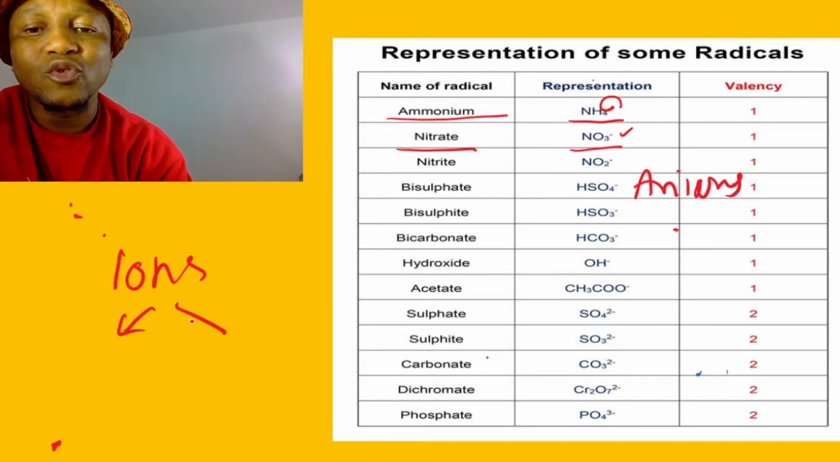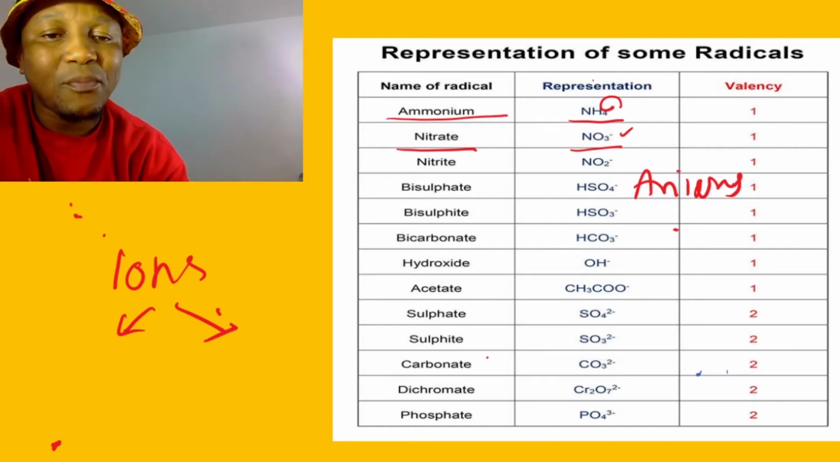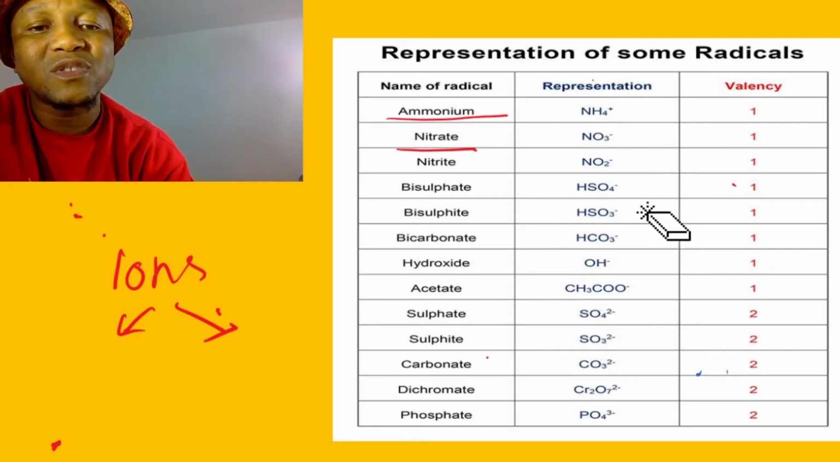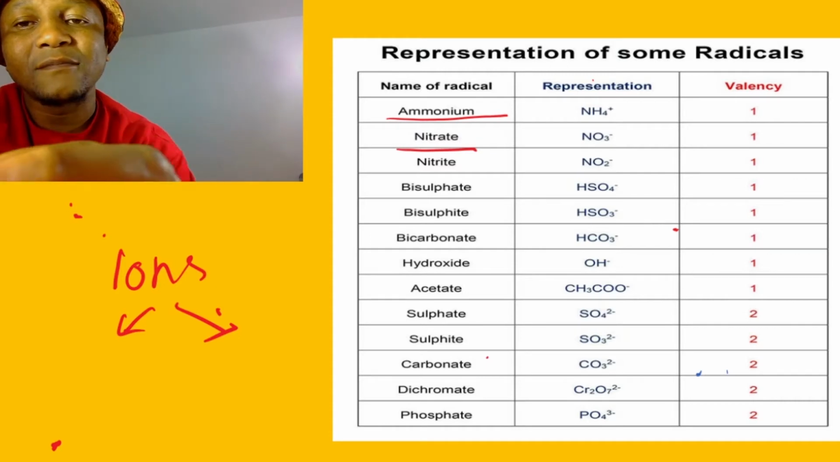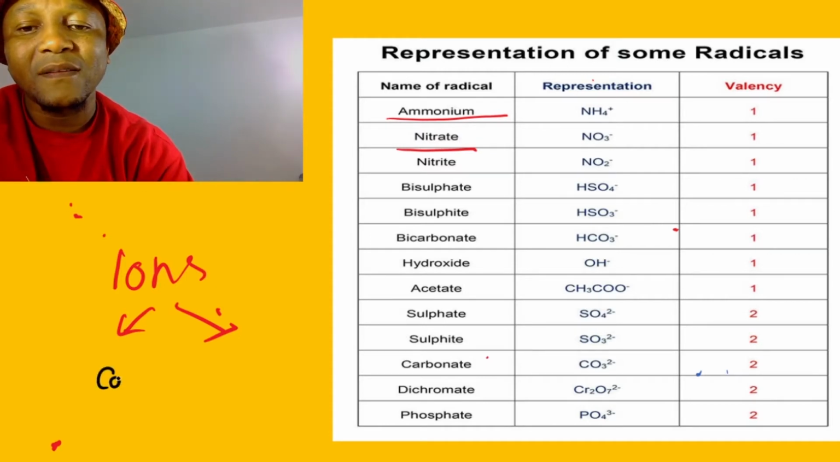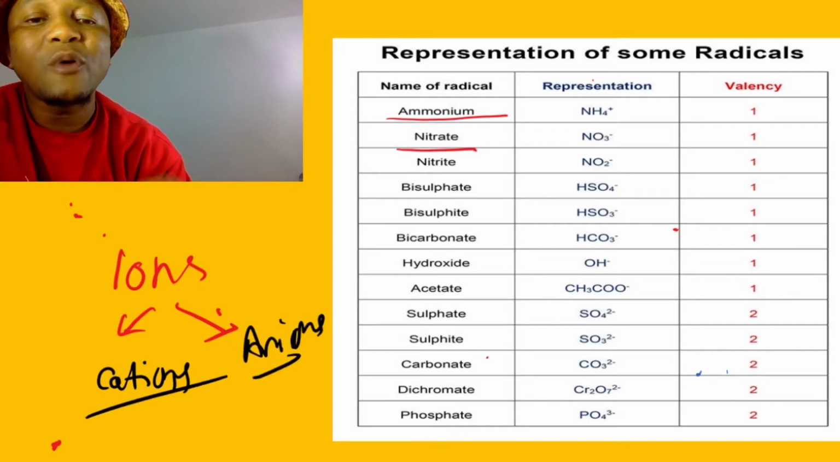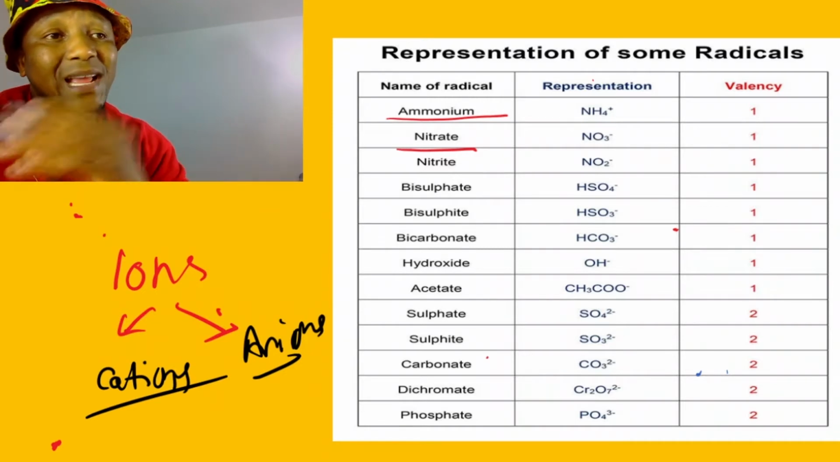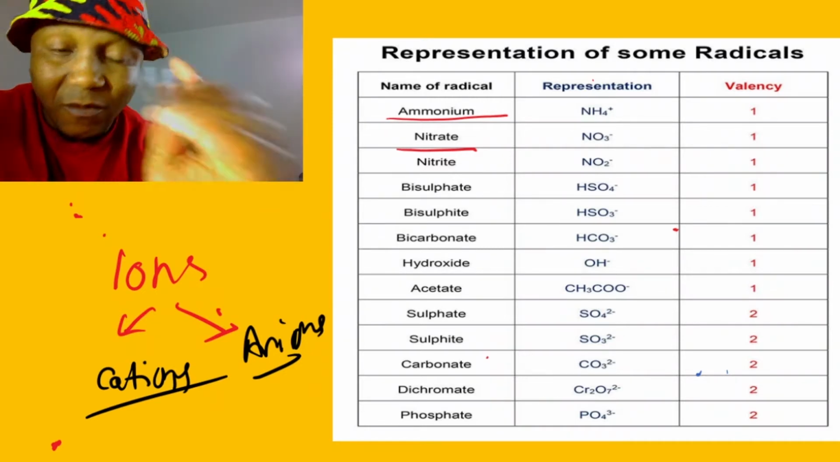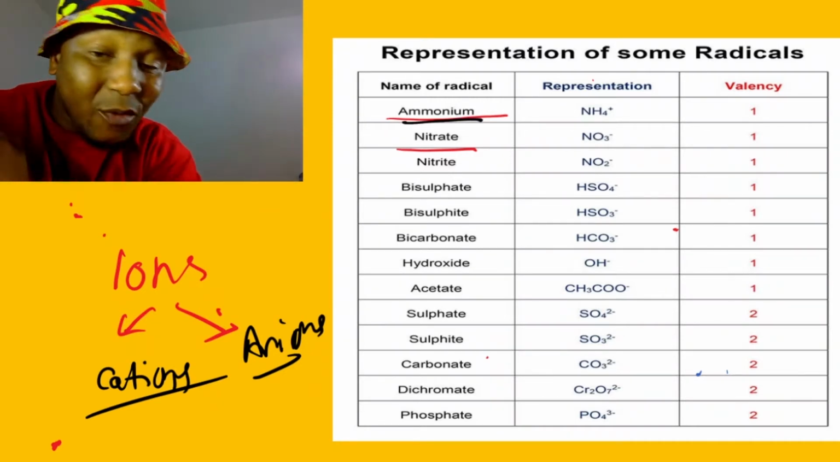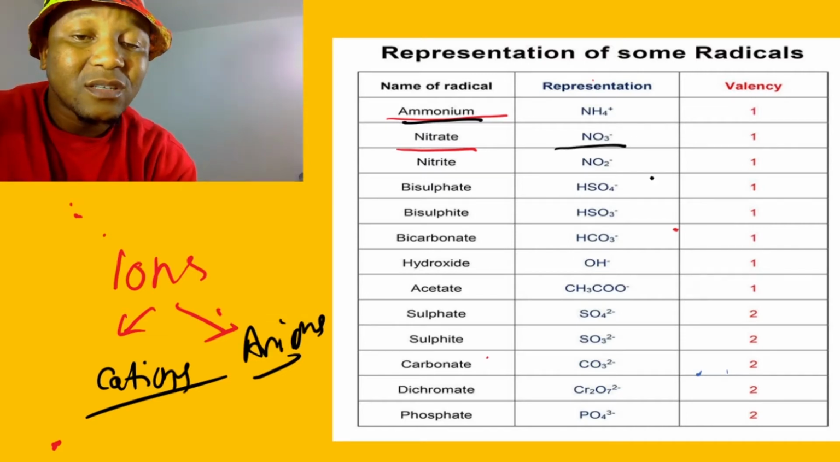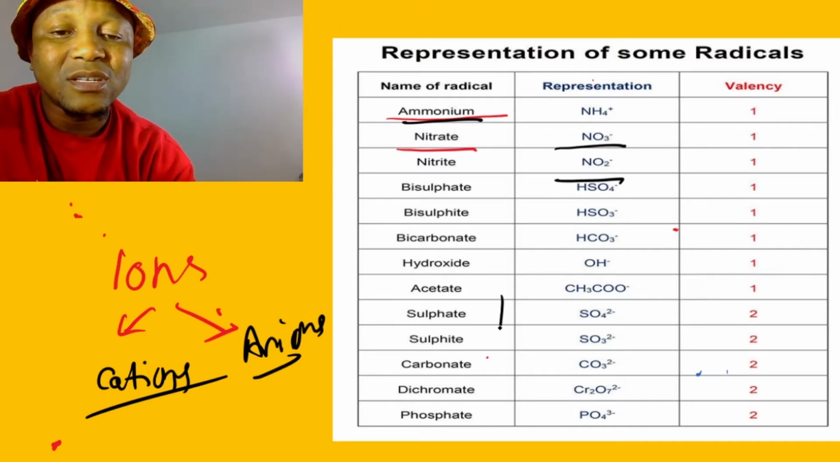But these ions have got two groups. Some of them are positive and some of them are negative. The positive ones we call cations, and the negative ones we call anions. For now, we're only going to focus on anions, not cations. For example, the first one is ammonium. You memorize the way it is. Nitrate. You see, nitrate.